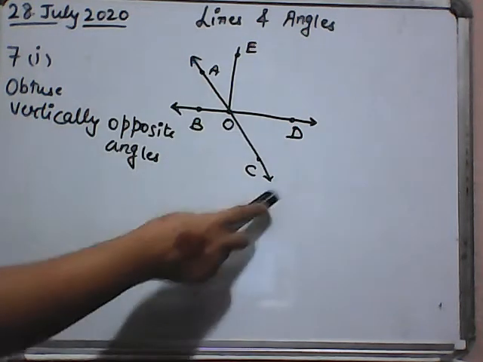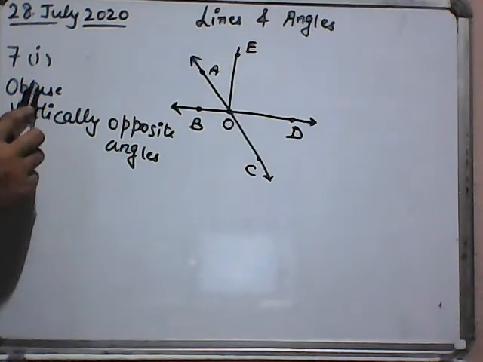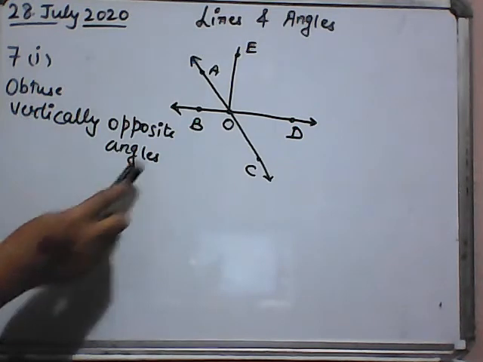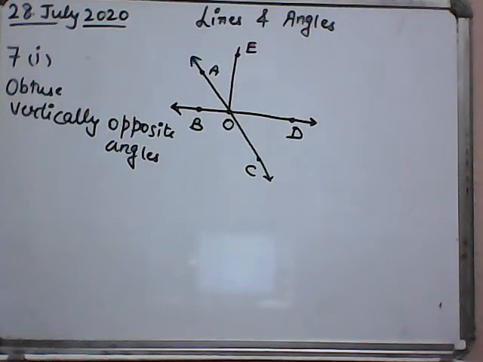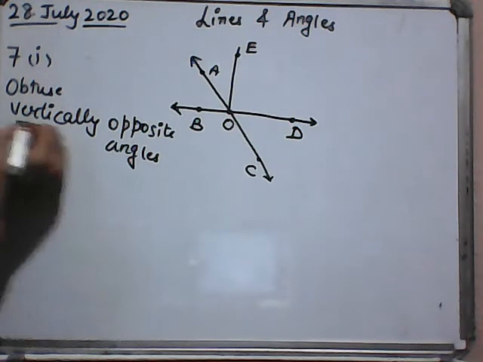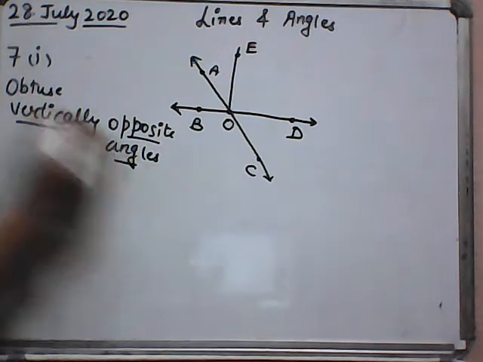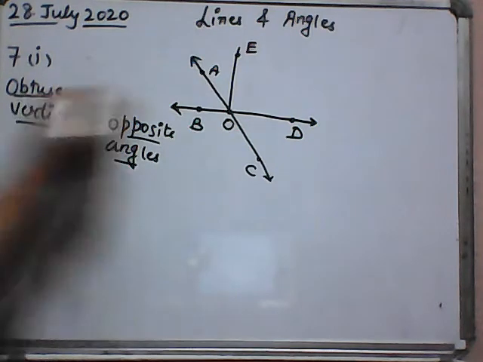This figure is given to you and you have to find obtuse vertically opposite angles. Obtuse means angles whose measure is greater than 90 degrees. Vertically opposite angles means when two lines cross each other, they form angles vertically opposite to each other. In this figure, you have to find vertically opposite angles whose measurements are greater than 90 degrees.